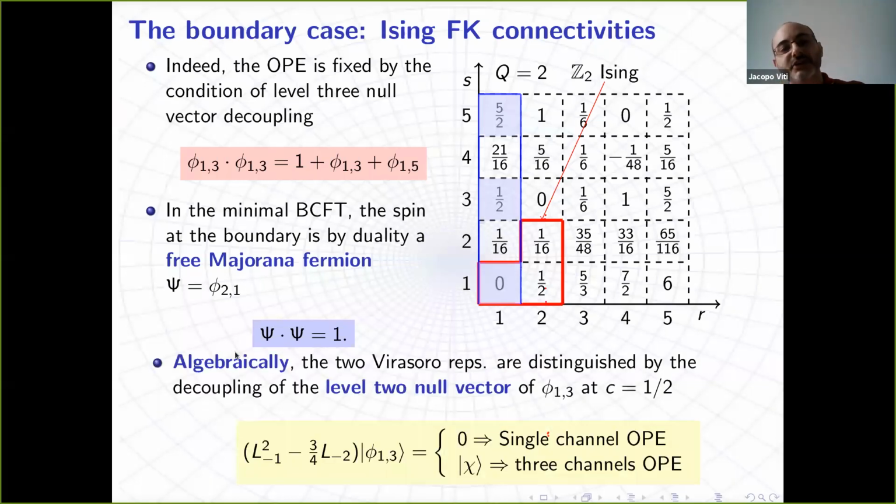In fact, algebraically or more formally, we can say that these two Virasoro algebra representations are distinguished by the fact that in the first case, the one relevant for calculating connectivities, we do not decouple the level 2 null vector of phi 1,3 at c equal 1/2, while in the second case, we of course decouple it. So in the second case, we have a single OPE channel in the fusion, and in the first case, there will be all three.